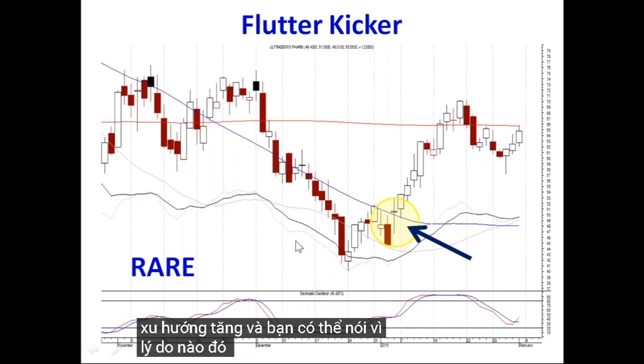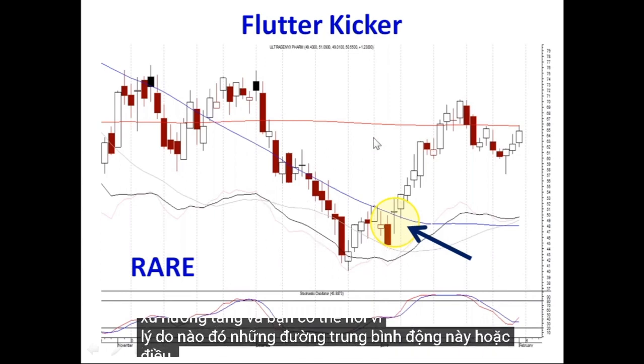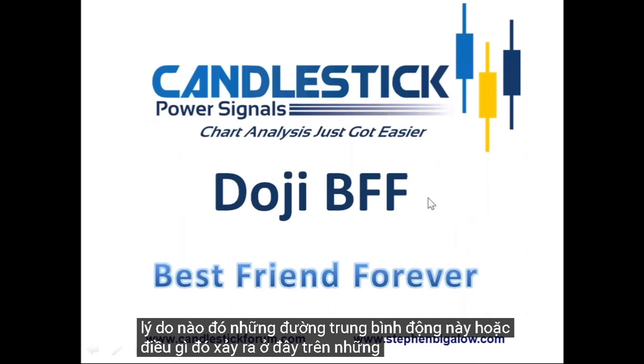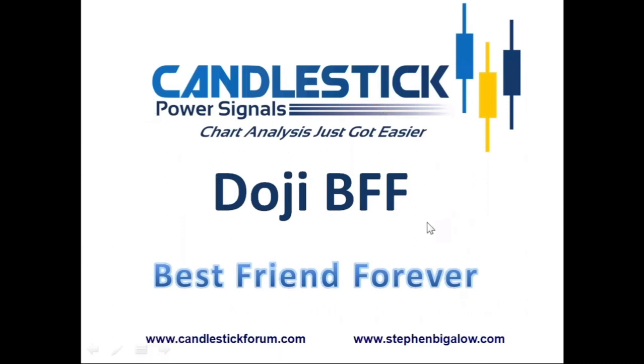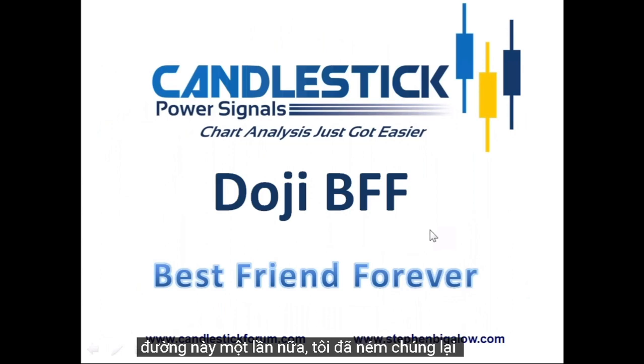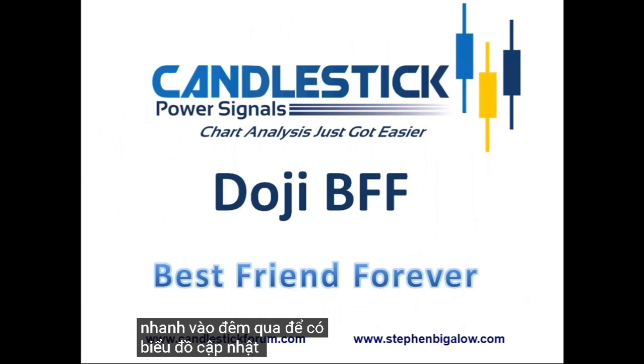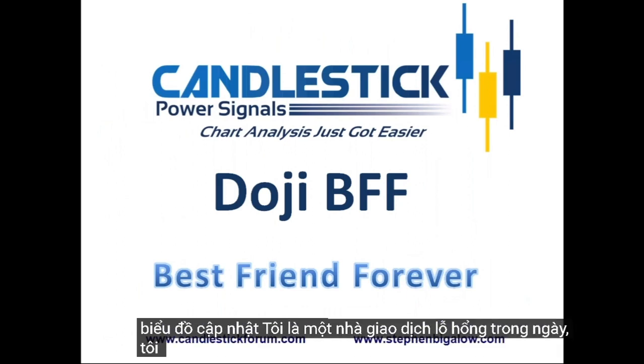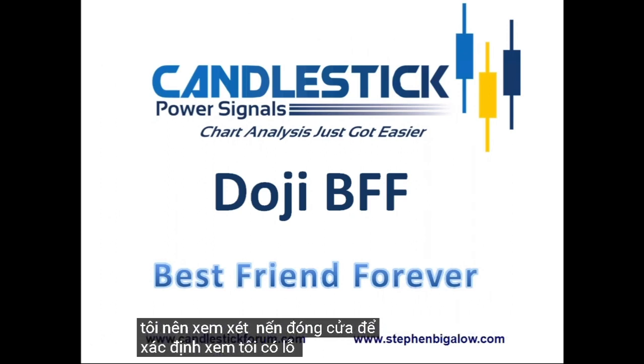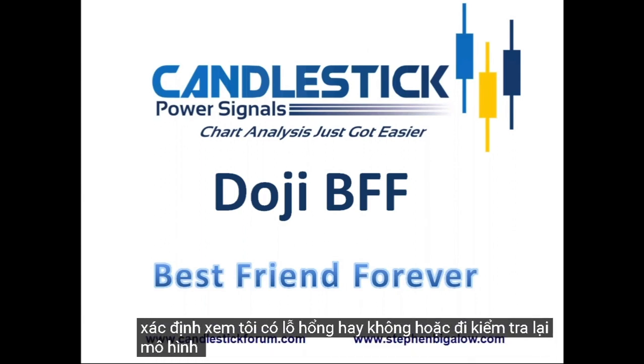For some reason, these moving averages or something's happened here on the T line. Again, I threw them together real quick last night to have updated charts. I'm a gap intraday trader. Should I look at the close candle to determine if I have a gap or go retest pattern? I am a gap intraday trader.